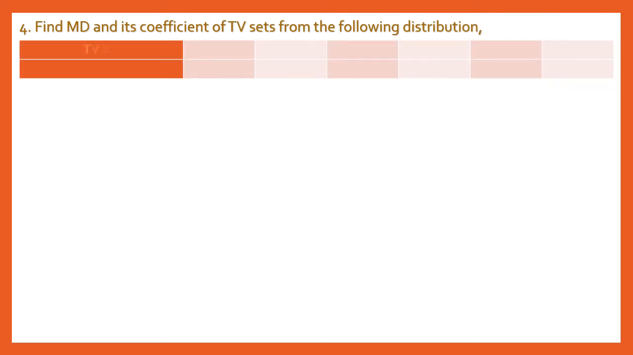Okay, let's start with doing the sums of continuous frequency distributions, that is sums depending on the classes. Find MD and its coefficient of TV sets from the following distribution. Okay, TV sets are given, number of months, that is frequency, is given. TV sets are from 10 to 30, 30 to 50, 50 to 70, 70 to 90, 90 to 110 and total. Now months are 1, 4, 6, 4, 1, that is 16 months. Okay, you can see the months are increasing and decreasing uniformly.